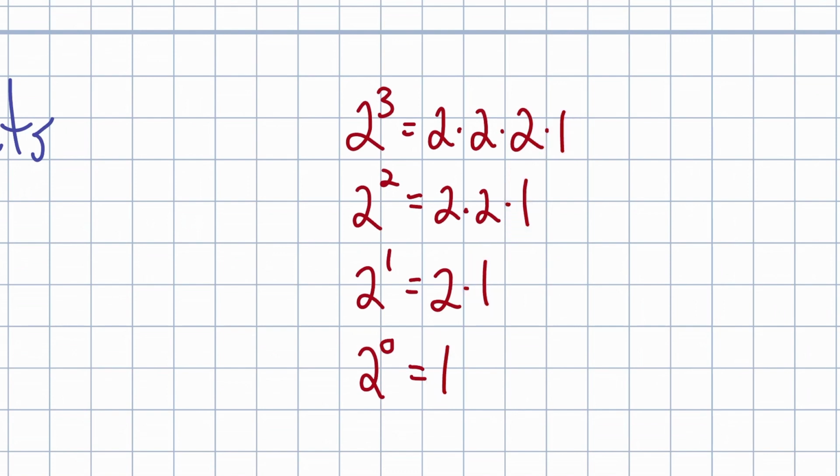Another way to think about this is as you go from row to row. When I go from this row to this row, I'm going from 8, because 2 cubed is 8, to 4, because 2 squared is 4. I can think about it as dividing by 2 as I go from one line to the next. And then from 4 to 2, I'm also dividing by 2. And then from 2 to 1, I'm dividing by 2 again.